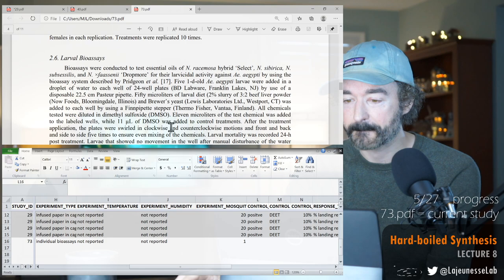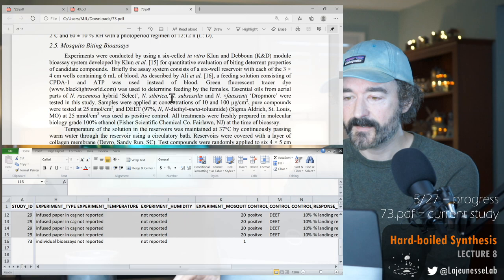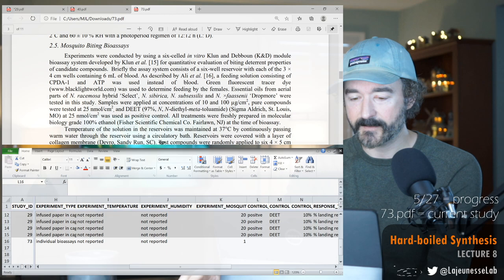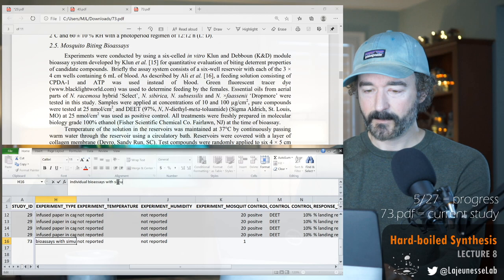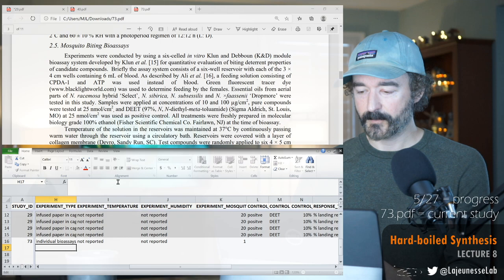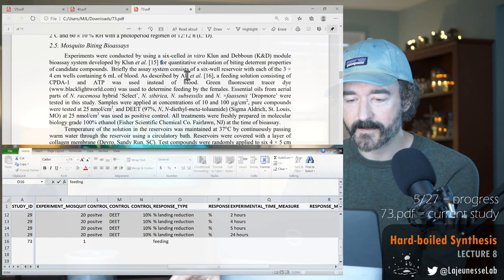Okay, 5 one-day-olds. I'm reading the larval bioassay stuff. Not useful. 6-celled in vitro wells containing artificial blood. So the attractant, individual bioassays with simulated blood. So no humans involved in the experiment. Feeding is the response.